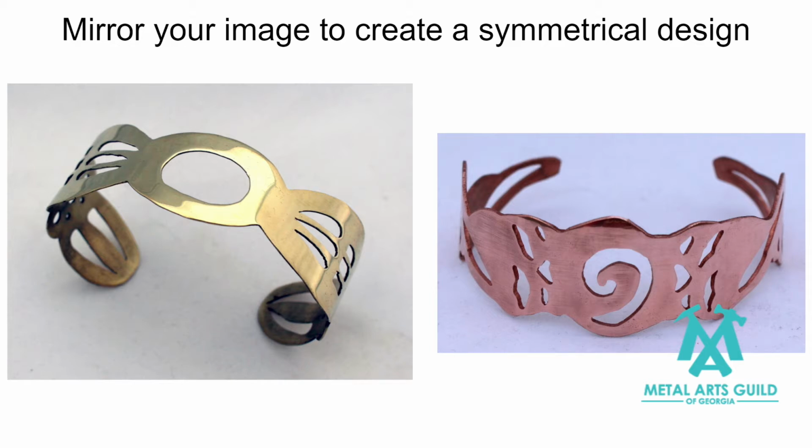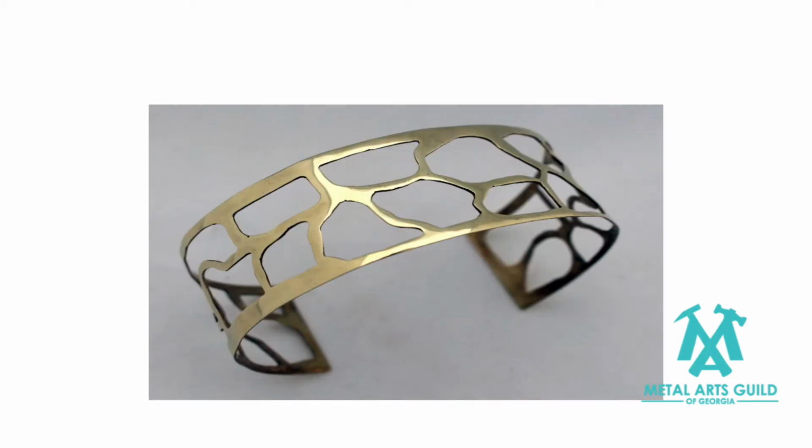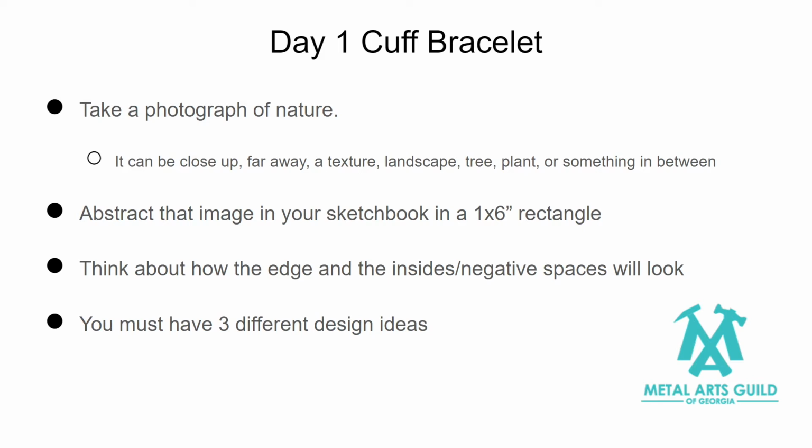Take one part of your image, trace it, and just fold your piece of tracing paper in half and trace it again, and then you'll have a symmetrical image. You can also think about things on different scales when you're abstracting. Zoom in on just part of an image and use just a small piece. You can also look at things from farther away. Like this is an image that a student did of a cuff bracelet that was inspired by cobblestones.